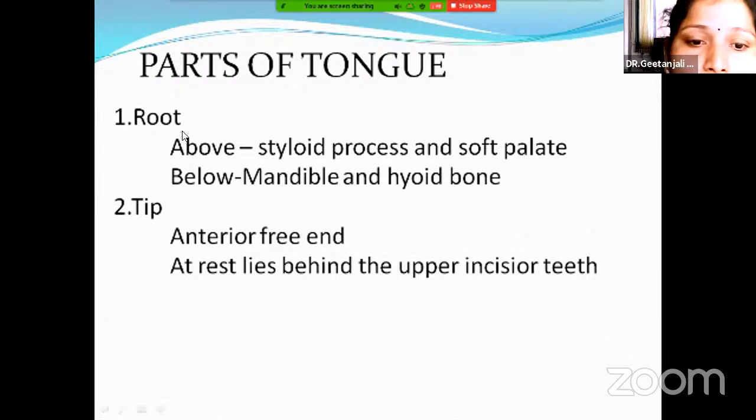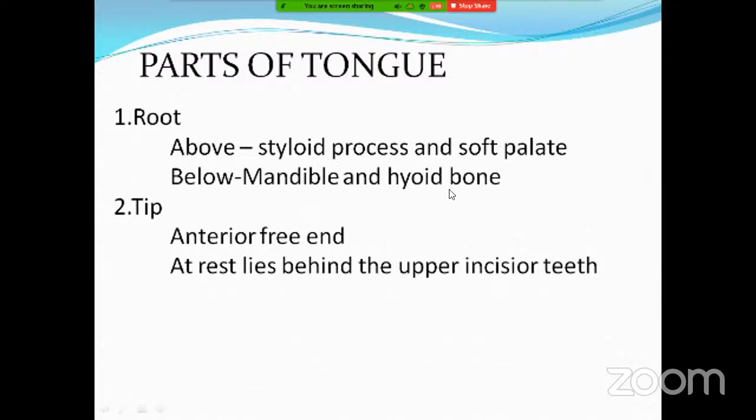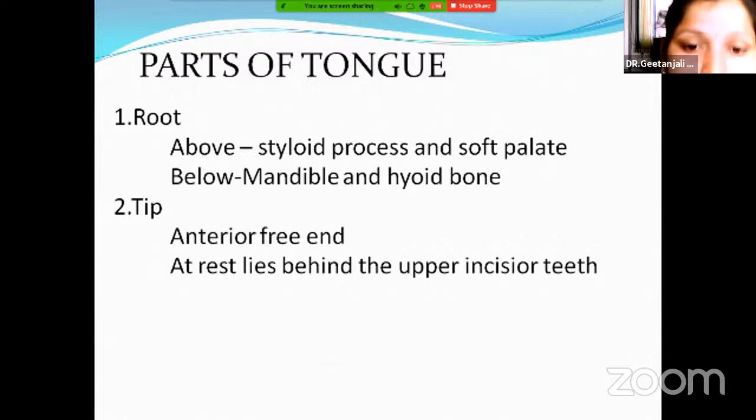Now we will see root in detail. The root is attached above to the styloid process and soft palate, while it is attached below to the mandible and hyoid bone. As the root is fixed, because of this, we cannot swallow the tongue while deglutition, as the bones are fixed. That is, the styloid process, the soft palate, the mandible, and the hyoid bone. These are the bones which are fixed, and hence the root is fixed. So we are not able to swallow the tongue itself.